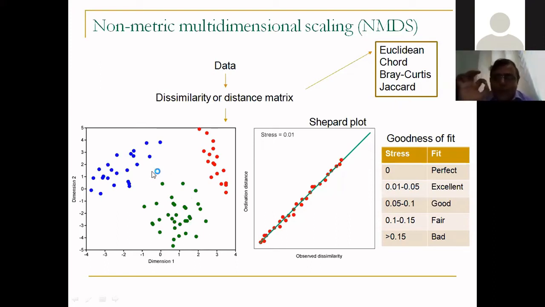See, the problem is, again, you have a distance matrix which is dependent upon how many organisms you have. So if you have, say, 100 organisms, your distance matrix will be a 100 by 100 matrix. Now, when you have such a huge matrix, and you are trying to plot all the distances in 2 dimensions, then you are distorting the distances.